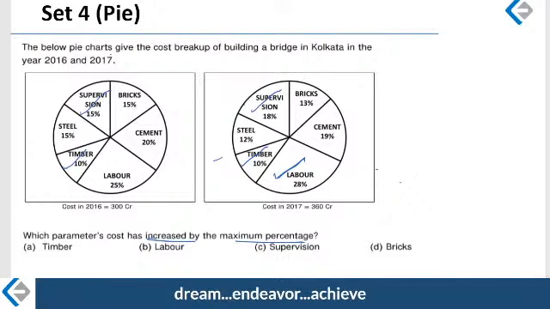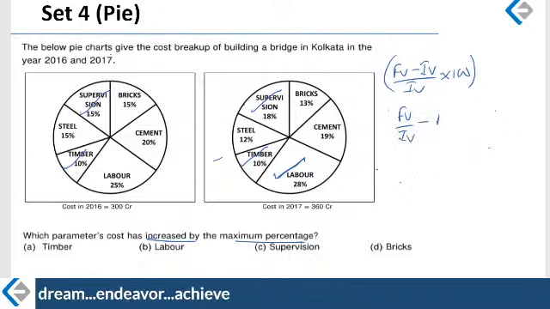How do you calculate the percentage increase? Final value minus initial value, divided by initial value, into 100. That's what you are doing here. Perfect. Now this can also be written as final value divided by initial value, minus 1, into 100, because initial value by initial value is 1.